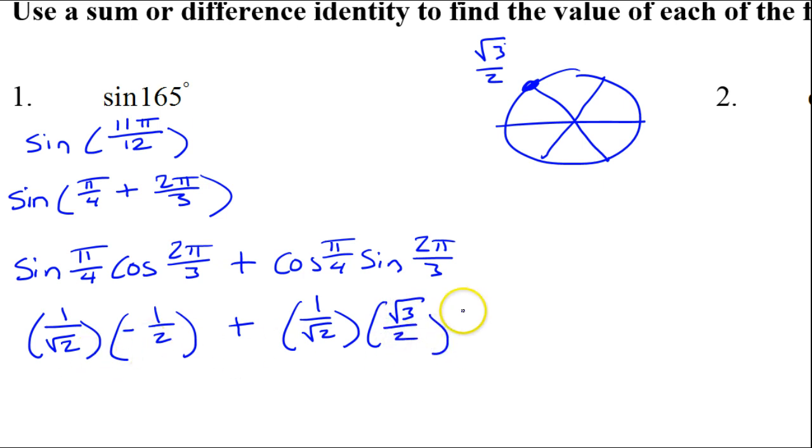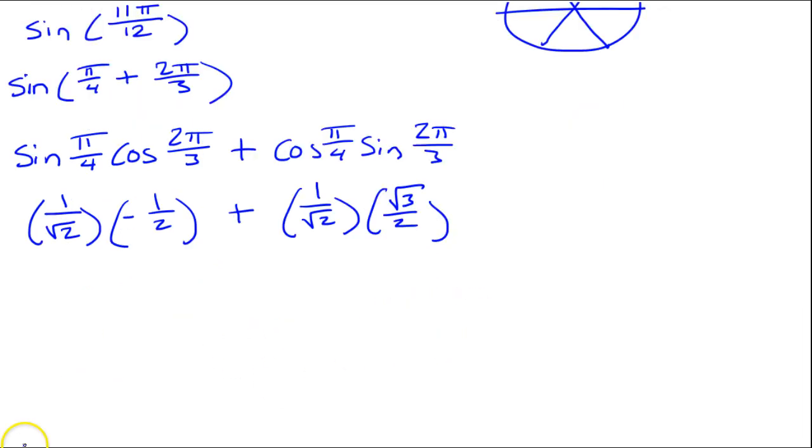All right, so we can evaluate each of these things. So all we have to do is really simplify this. So this is going to be negative, because a positive times negative is a negative. 1 times 1 is 1. Radical 2 times 2, I'm just going to write 2 radical 2.